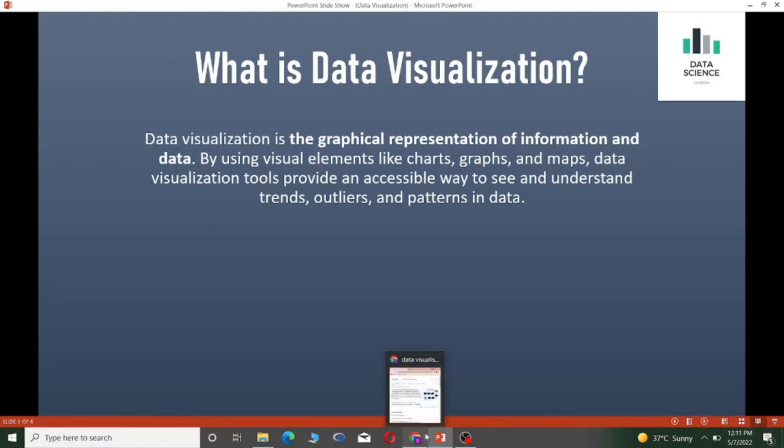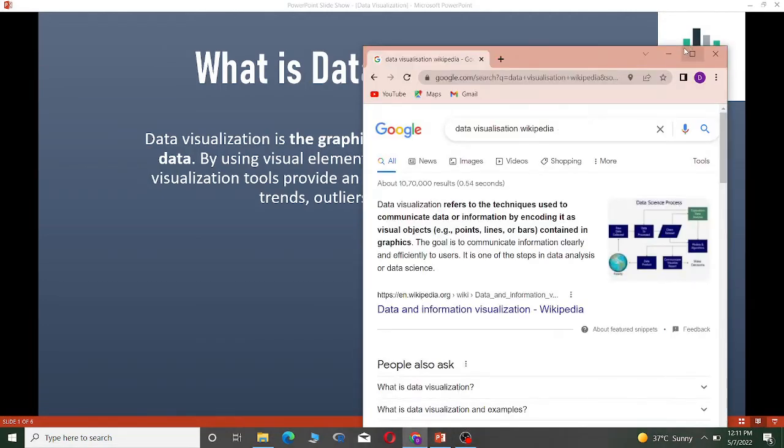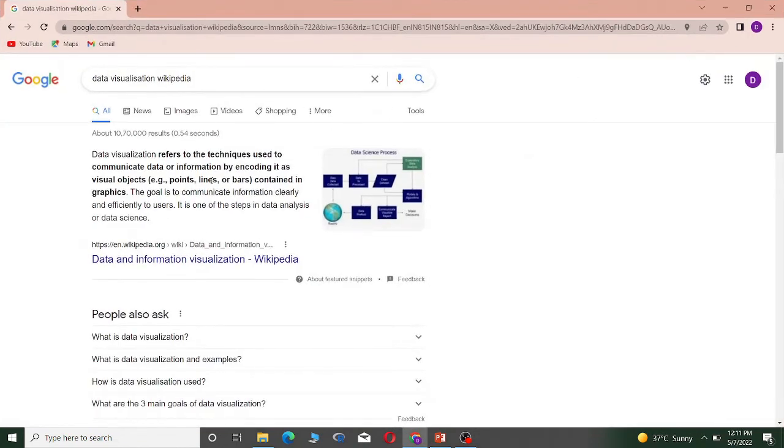Let us see in Wikipedia also what it is trying to tell us. It says data visualization refers to the technique used to communicate data or information by encoding it as visual objects. The goal is to communicate information clearly and efficiently to users. So what are they trying to tell us here?